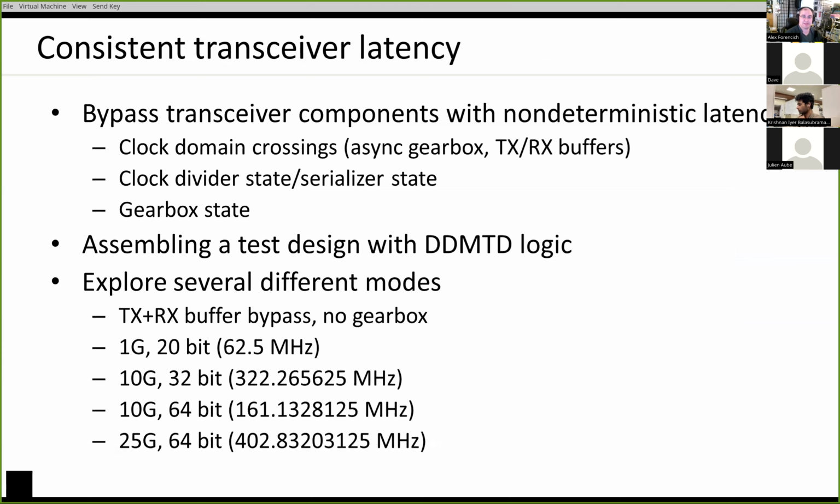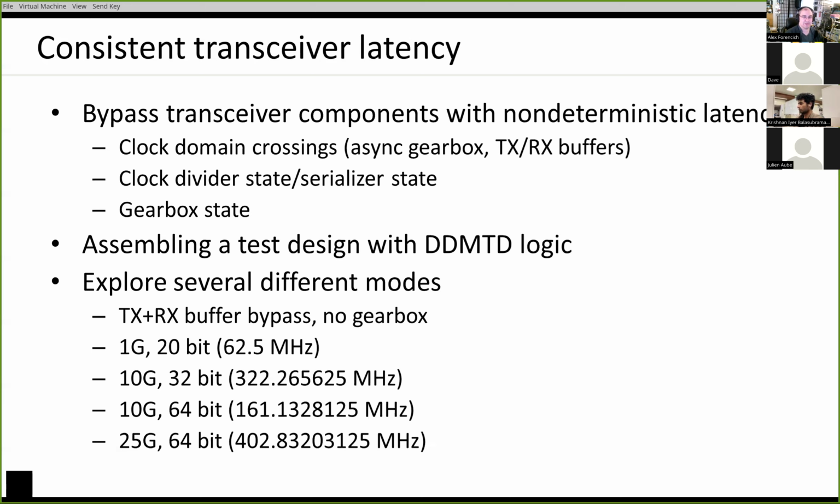To get consistent latency, the general method is to bypass transceiver components that have non-deterministic latency. So where do you get non-deterministic latency? Well, if you have a clock domain crossing, obviously characterizing the latency of that is going to be difficult. So in the transceivers, there's the asynchronous gearbox that has CDC in it, and there's also the TX and RX buffers, which I think are less about crossing between different clock frequencies and more about dealing with different clock phases.